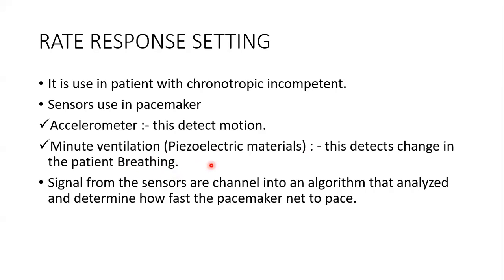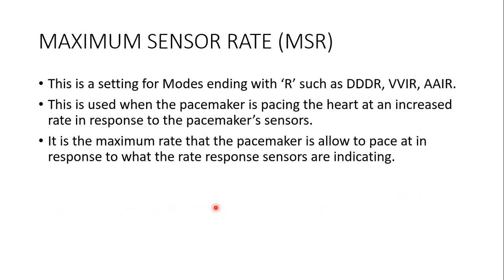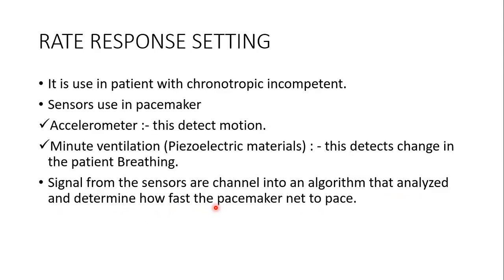So for the rate response, the pacemaker senses motion of the body where the pacemaker is inserted, or the breathing movement of the patient on the chest wall. So once the pacemaker senses that this is increasing, it sends that signal to an algorithm within the sensor, which then analyzes it and determines how fast the pacemaker should pace. And that will continue depending on the frequency of the vibration that the pacemaker is sensing.